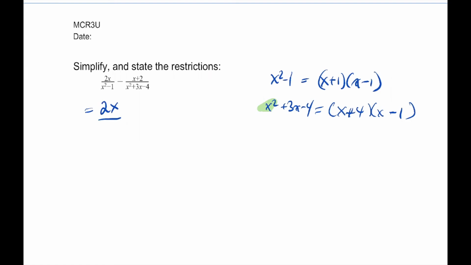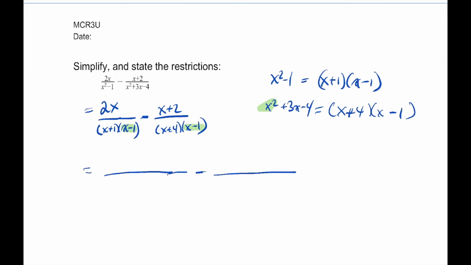So 2x over x plus 1, x minus 1, minus x plus 2 all over x plus 4 and x minus 1. Okay? So that's actually huge because what we could recognize, and it's going to save us a lot of time now, is that there is a common factor in the denominator. So now we go through the same steps of figuring out what the lowest common denominator is. In this case, I'm going to write out two big fractions.